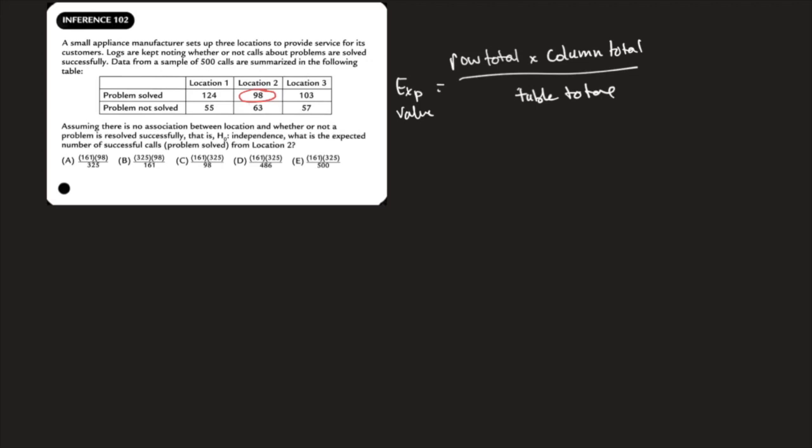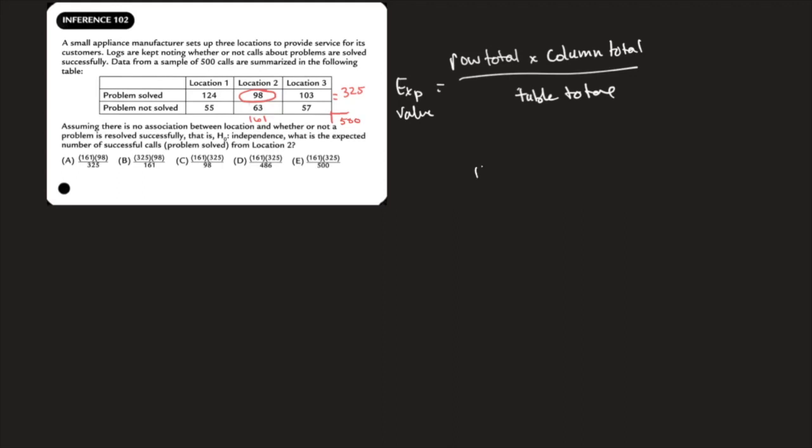So if I add the totals, I'll add the row that it's in. The problem solved row has to add up to, I believe, what is that? 161? No, 325, yeah. And then the 161 is the column total. And adding those values together, we're going to get 500. So I need those 3 numbers. I'm just going to plug those into my formula.